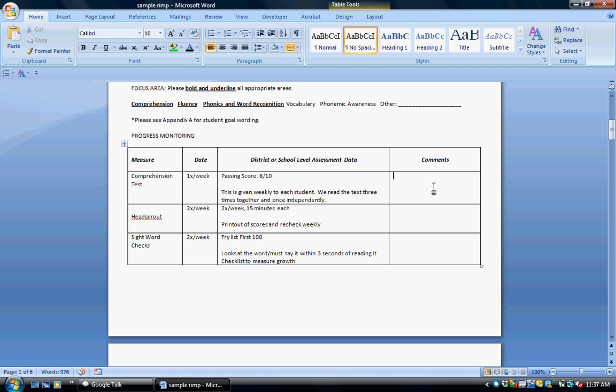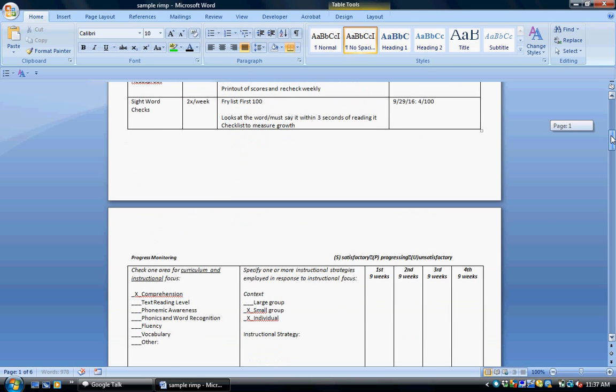Because we haven't had a comprehension test yet, because it is October, I don't have any comments to put there. We haven't started Head Start yet, but we have started the first 100 Fry list check. And on his first check on 9/29/16, he got 4 out of 100 words. This is a benchmark, so we know what Alexander can do after this.